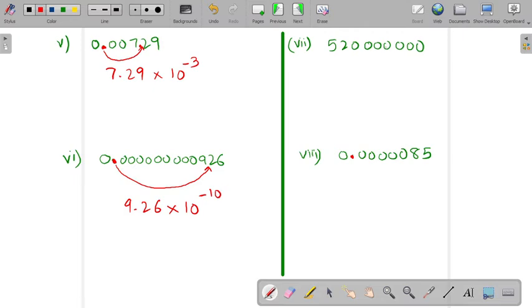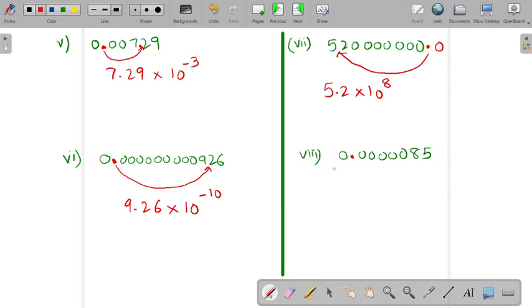In the seventh part, there is no decimal. So what can we do? We can put the decimal ourselves and 0. Now in this case, towards which side do we have to shift? Towards the left side we will be shifting. So it would be 5.2 multiplied by 10 raised to power 1, 2, 3, 4, 5, 6, 7, 8. So the power is 8.